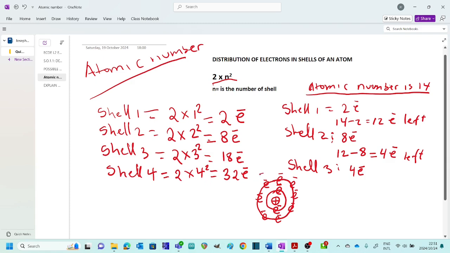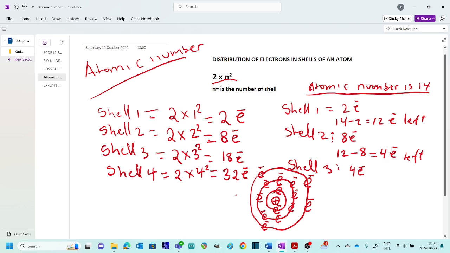And now at last, shell 3 is going to have the leftover. So that was 12, minus 8. 8 went to shell 2, and we had 4 left. And the 4, we assign them straight to shell 3. You don't even have to think because that's what is left. So 1, 2, 3, and 4.